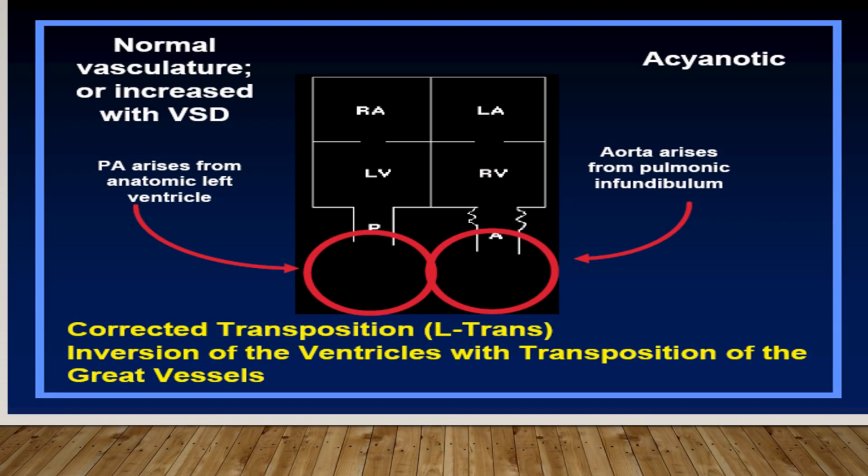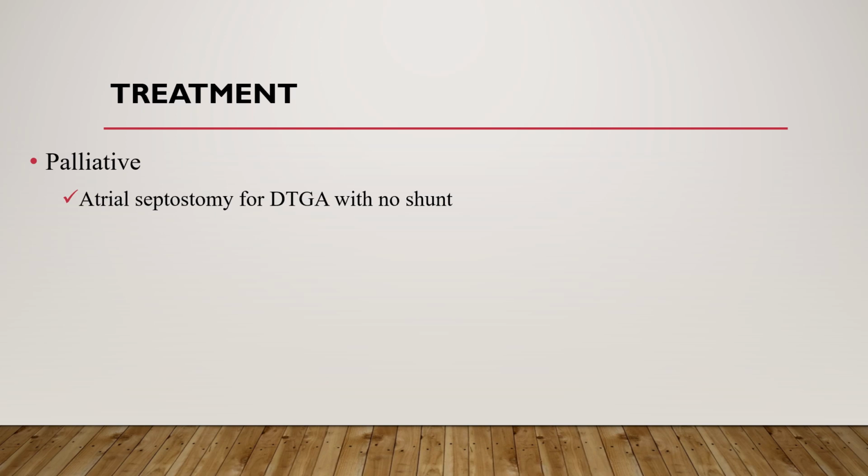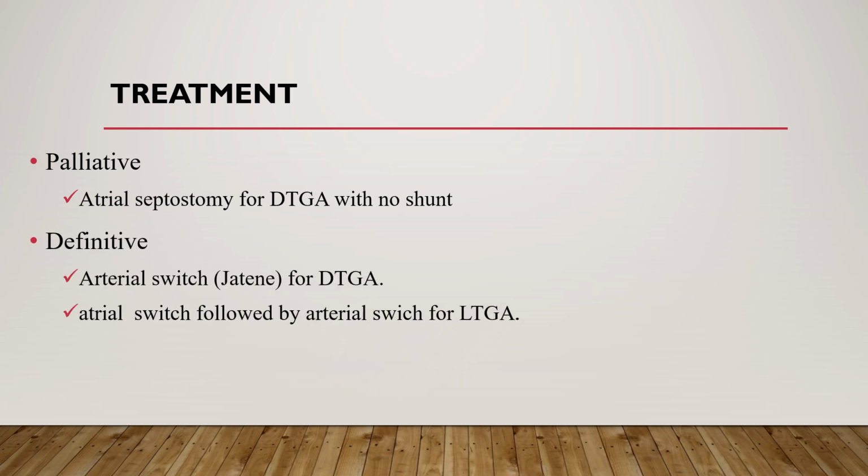As you see in this picture, corrected transposition, or L-transposition, there is inversion of the ventricles with transposition of the great vessels. Regarding treatment, palliative atrial septostomy for DTGA with no shunt lesion, and definitive treatment is arterial switch surgery, or Jatene, for DTGA, and an arterial switch followed by an atrial switch for LTGA. Thank you for your attention.